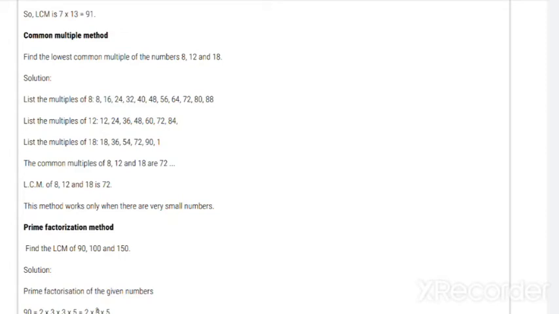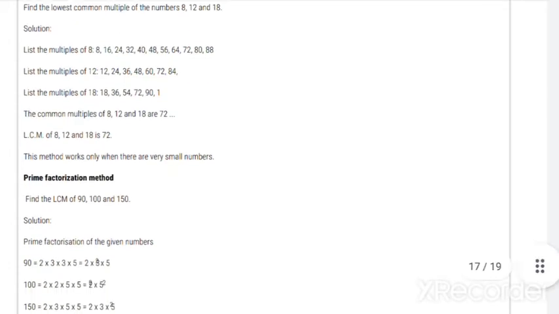Okay children. And next, after that, just find the lowest among all the common multiples. Like here in this example, if you see, the LCM is 72. This method, children, works only when there are very small numbers. Okay.